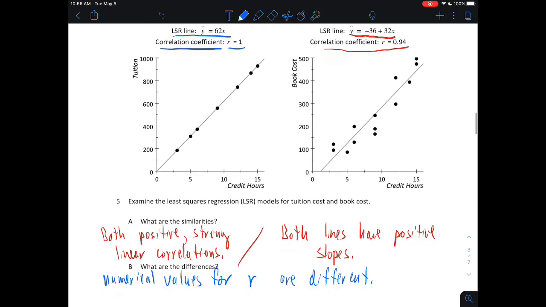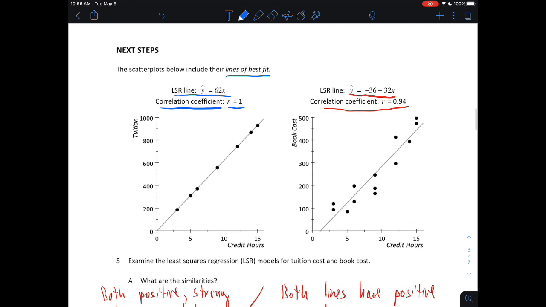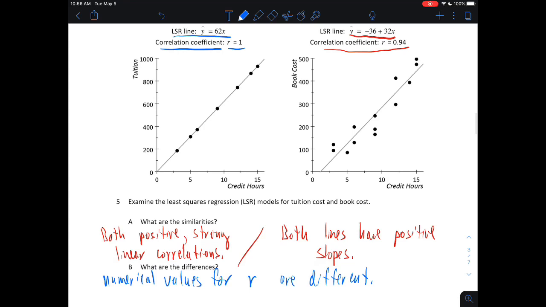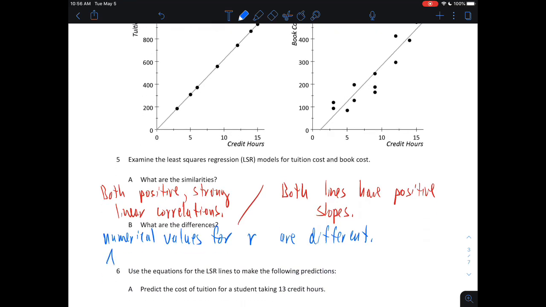Okay, what can we also say? How about if you look at their equations, do you notice that the one for book cost has a number that is then added to the number times x, the slope times x, whereas the one for tuition doesn't have something like that. That might bring to mind the idea of a y-intercept, or we would have called it an initial value. So we also have different initial values.